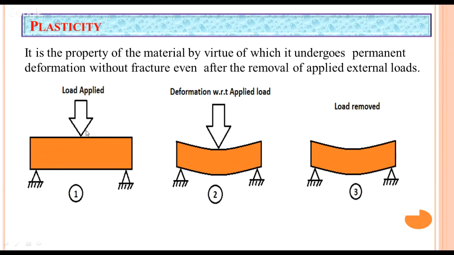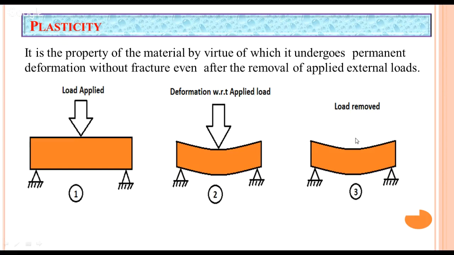See in the case here, in the first figure, the bar rests on two pins. It is loaded by some vertical downward force. In figure two, it has undergone some deformation. In the third case, you can see that there is some permanent set, some residual strain, even after the load is removed. This nature of a material is called plasticity, or the plastic nature of materials.